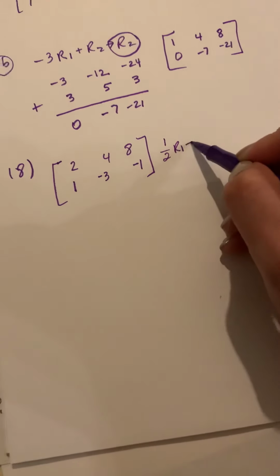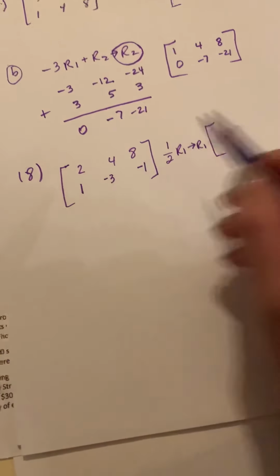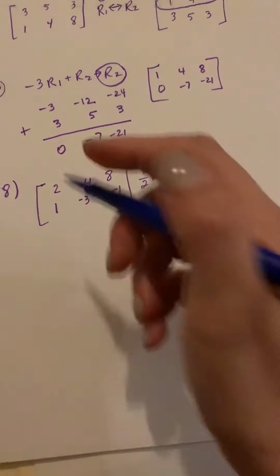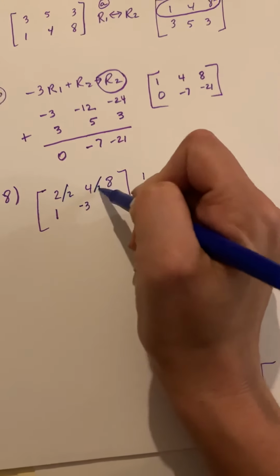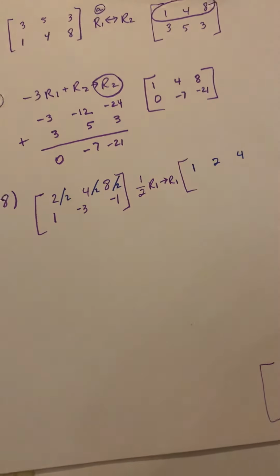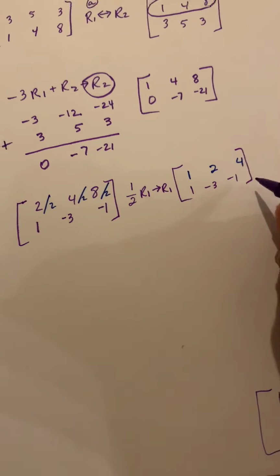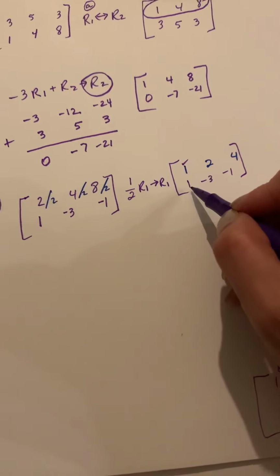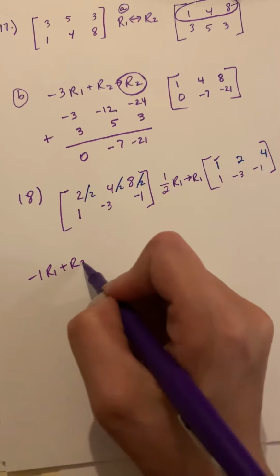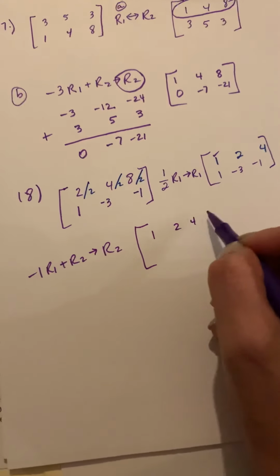So 1/2 row 1 will become the new row 1. All I'm really doing is dividing all of the previous elements by 2. So then that becomes 1, 2, 4. This stays the same, 1, -3, -1. And so now I have step 1 done. I need to get this to be a 0. So that would be -1 times row 1 plus row 2 would be the new row 2. Row 1 stays the same.